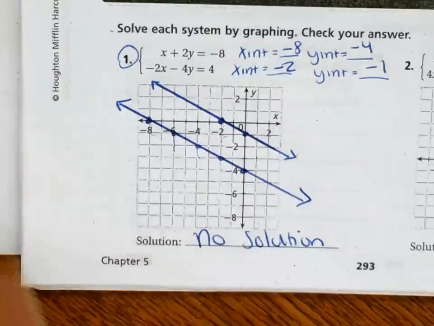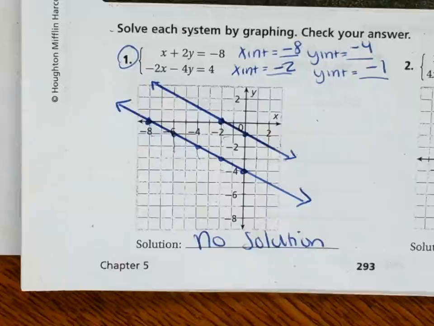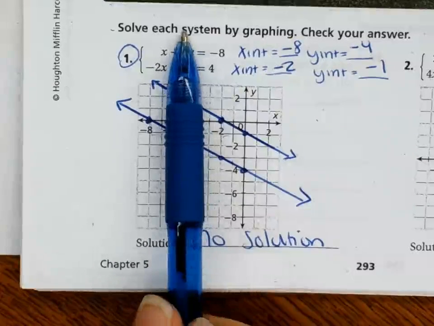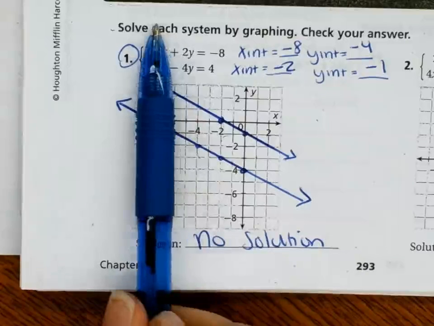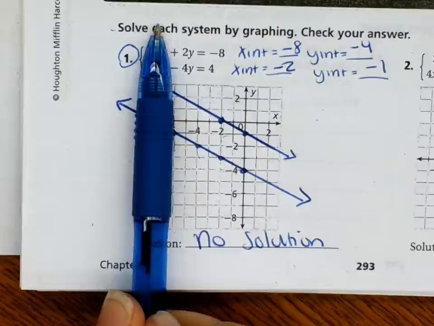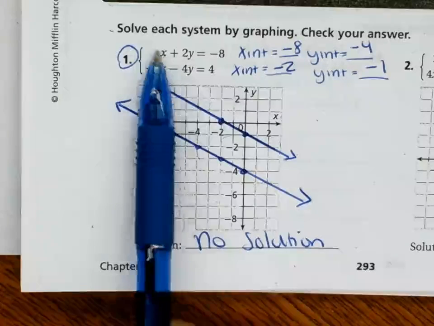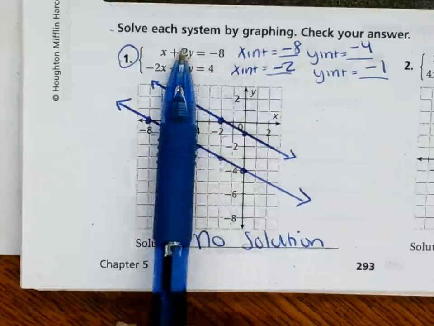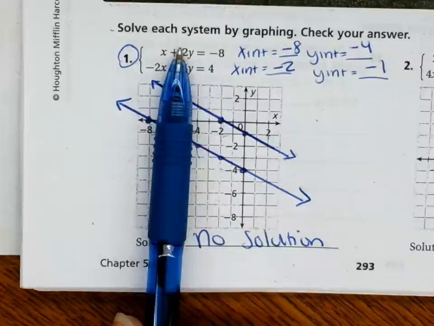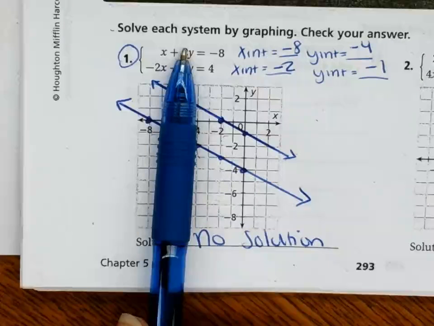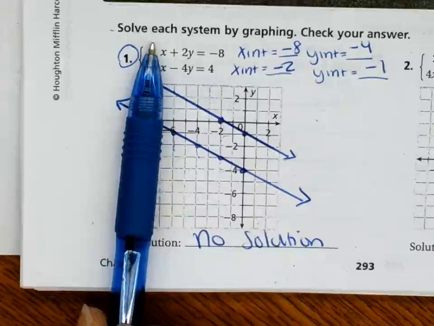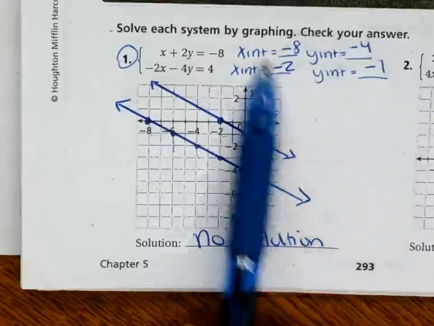Number 1 has no solution. They are parallel. So to get my x-intercept, my y is 0, x is negative 8. My y-intercept, when x is 0, divide by 2 on both sides, y is negative 4. Down here, my x-intercept is when y is 0, so I get 4 divided by negative 2, which gives me negative 2. And my y-intercept is when x is 0, divide by negative 4 on both sides, you get negative 1. Are you guys okay on finding the x and y-intercepts?